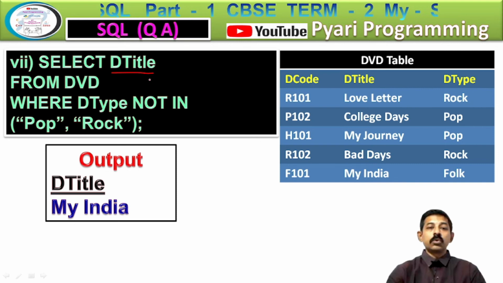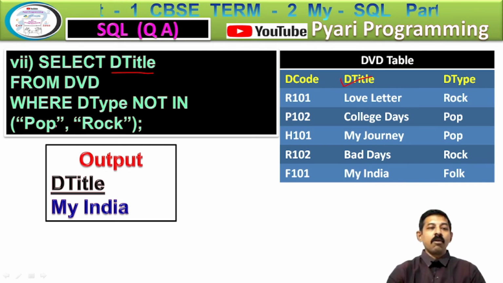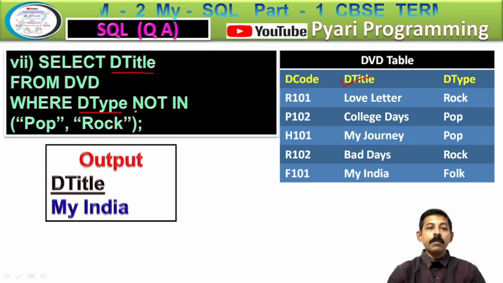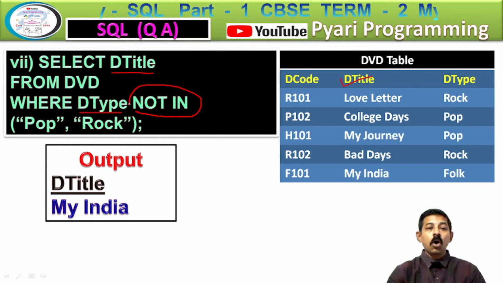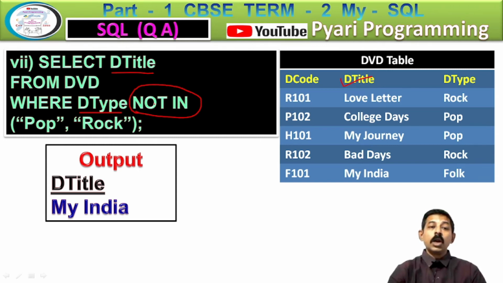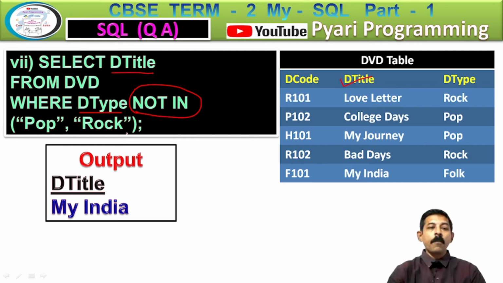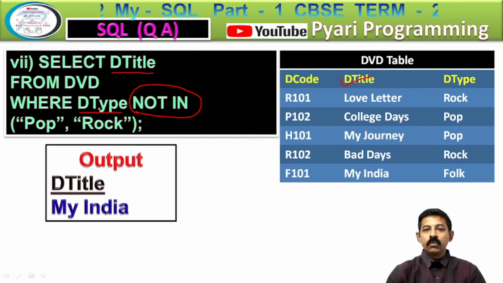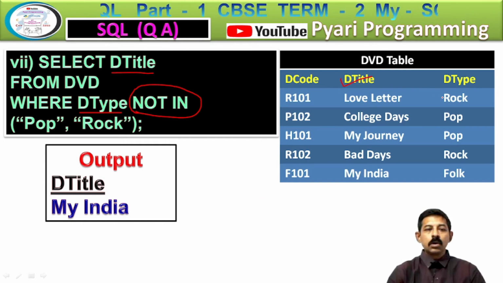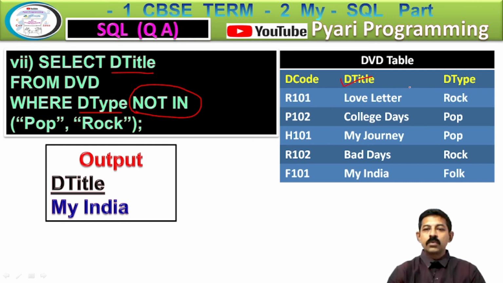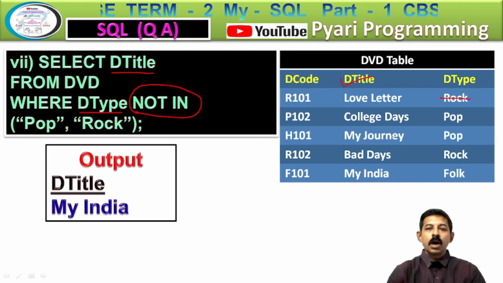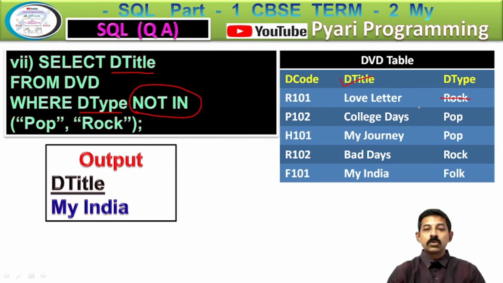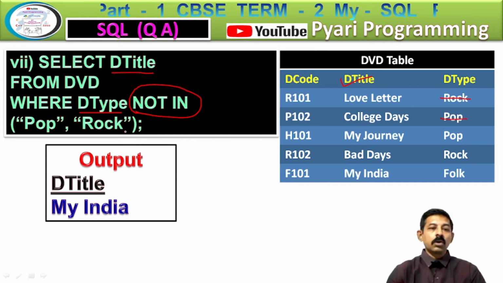Now in this query it says select D title. Look at over here, it is trying to display the title from the DVD table where D type. Now the condition says that D type must not be available, NOT IN. IN means available, NOT IN means not available in pop and rock. So that means it will exclude these things. Now while comparing the records, it will compare this one. This is your rock and rock is available over here, so it will not consider this one. Now after that we have pop. Pop is available in the list, but it is saying NOT IN, so it will not include this one.